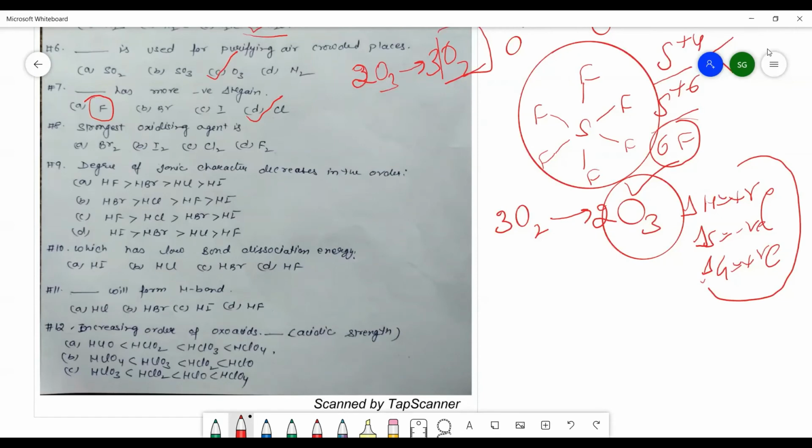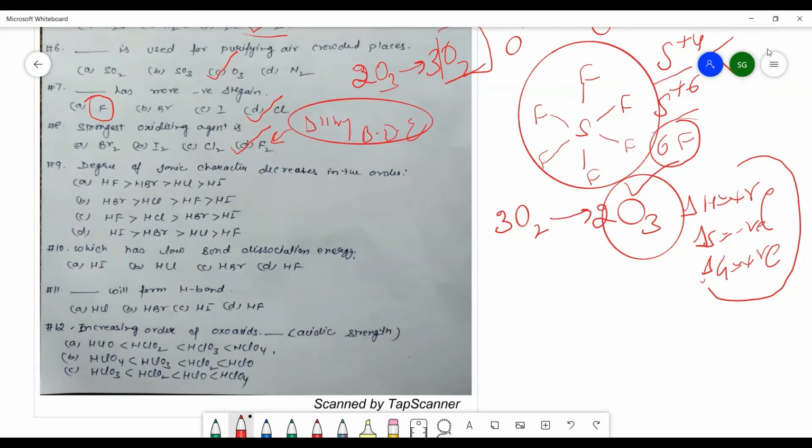So the next question is, which one is the strongest oxidizing agent? The strongest oxidizing agent here is F2. It is because F2 has a high hydration enthalpy and it has a low bond dissociation energy. And because of these two reasons, F2 is a strong oxidizing agent.